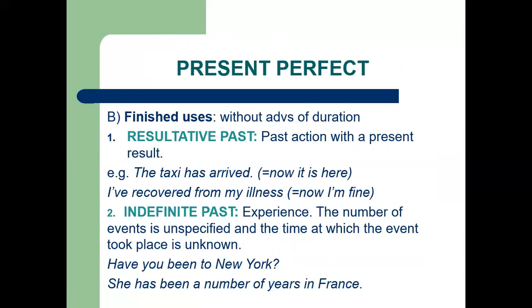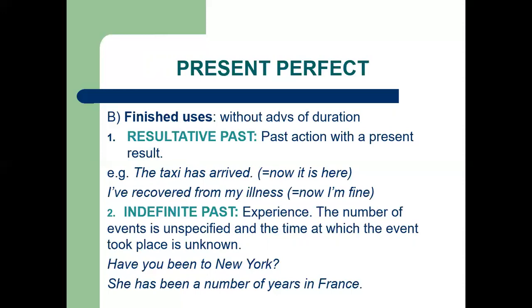Now, let's move on to the finished uses of the present perfect, right? We can talk about the resultative past, that is to say, past action with the present result. The taxi has arrived. Yes, or I've lost my car keys. The idea is, okay, you lost them in the past, but there's a result in the present, and the result is that you can't open the car.